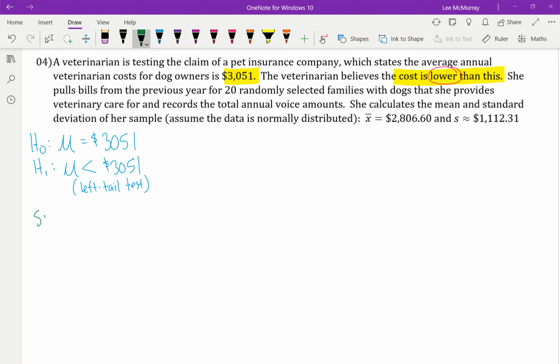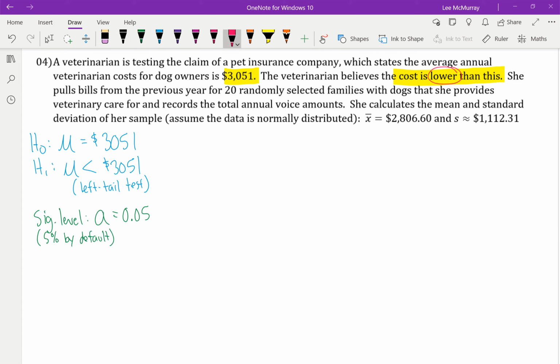Okay, so next we're going to look at our significance level. In this case, the significance level is not stated. There is no significance level. So remember, the default is alpha is equal to 0.05, and we say 5% by default. Okay, so that's our go-to.